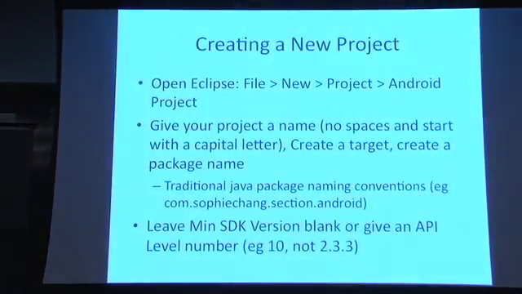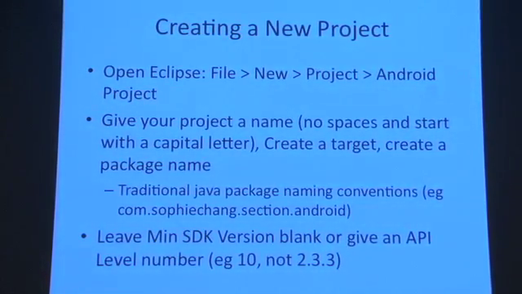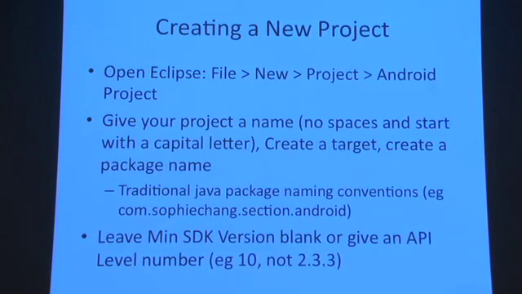So to create a new project, we're just going to reiterate what Dan said earlier in lecture today. So we open Eclipse, and we go to File, New Project, and then Android Project. It will be in a folder with Android labeled, and you'll see Android project there. Next step would be to give your project a name. So you'd have no spaces in here, and using Java naming conventions, you'd start with a capital letter. Then you create a target and create a package name.